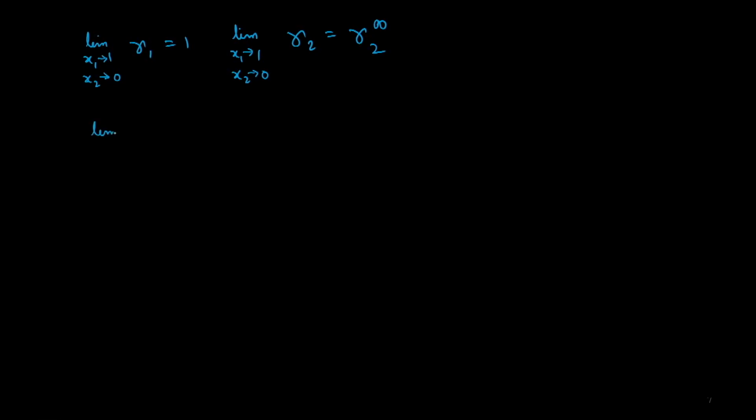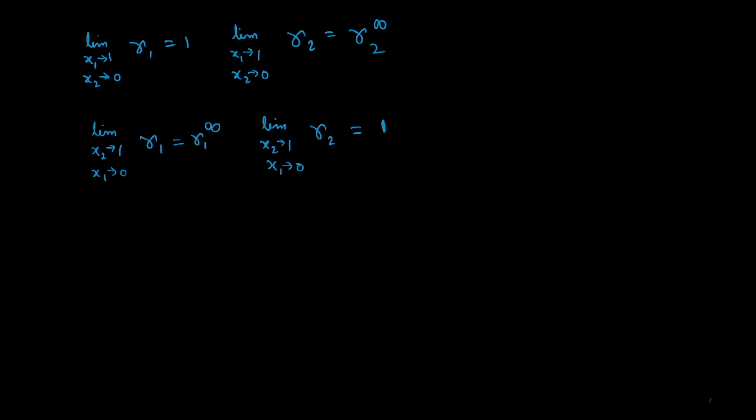Similarly, at the other limit of x2 going to 1, x1 going to 0, gamma 1 will be at its infinite dilution condition, so it will be gamma 1 infinity. And at the same limit, x2 going to 1, x1 going to 0, gamma 2 will be pure component 2, so gamma 2 will be equal to 1. So this is the summary of how the activity coefficients behave in a binary system as we approach the pure component limits.